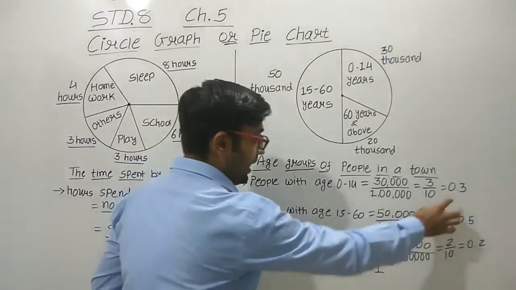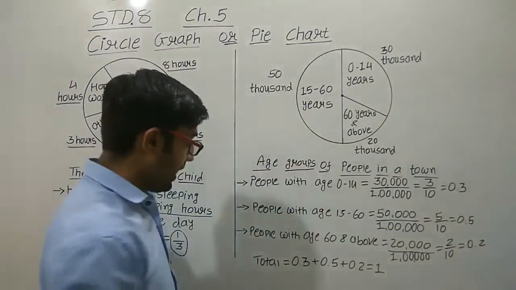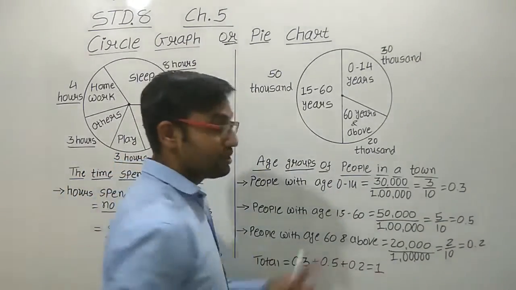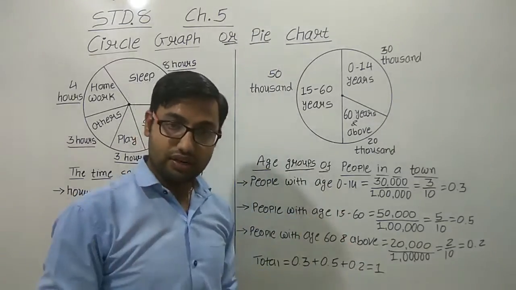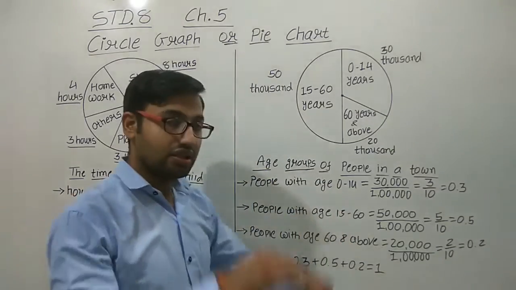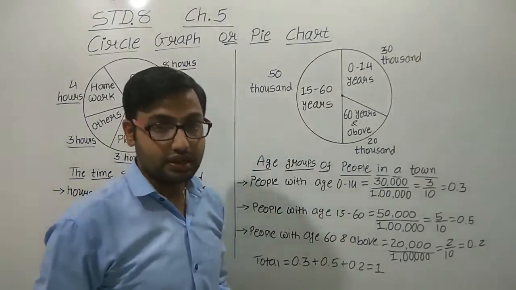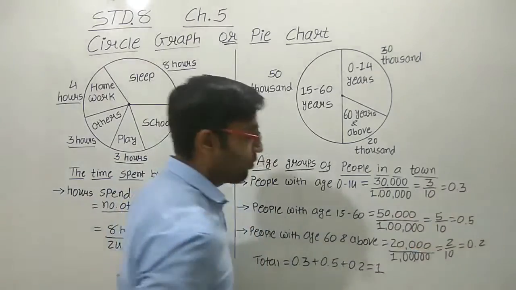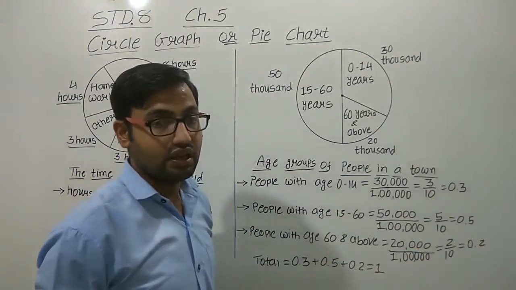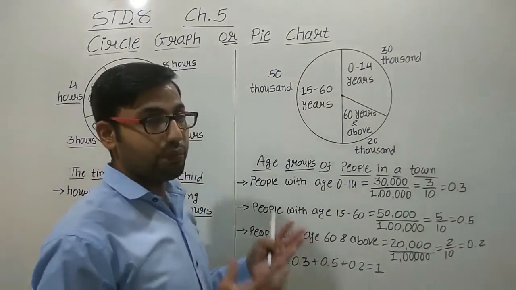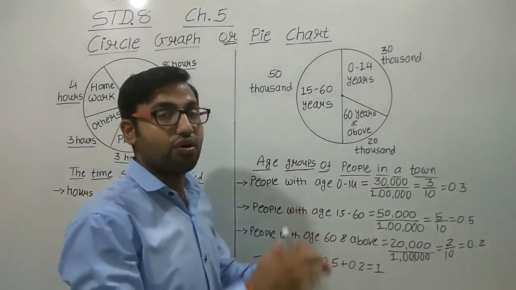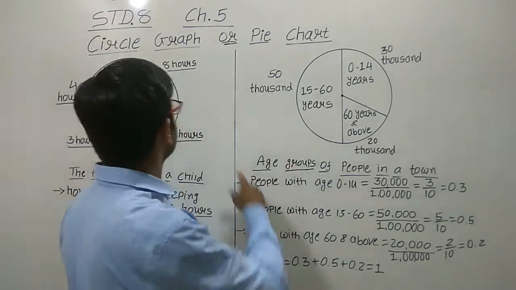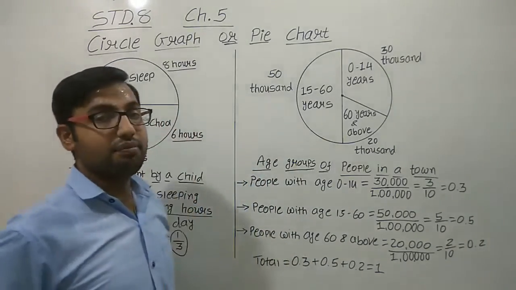Now what will happen if we add all this data? When we add, we get the total 0.3 plus 0.5 plus 0.2 is equal to 1. 1 means the total circle, right? 1 means the area covered by the total circle. And these are the fractions: 3 upon 10, 5 upon 10 and 2 upon 10 are the fractions. Okay, so what is a fraction? The portion of the whole, the part of the whole, right? So in this way we can represent this kind of data using the circle graph or the pie chart.